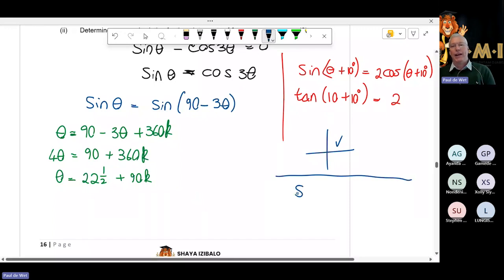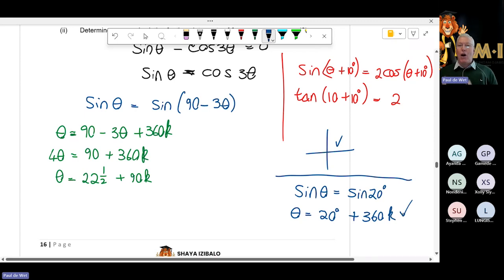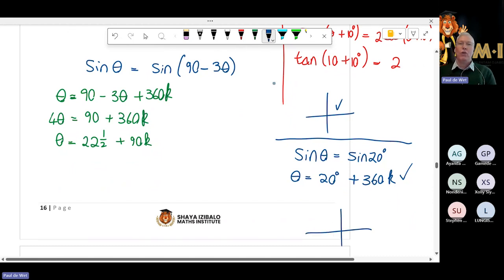If we've got sine theta equals sine 20 degrees, this is a simpler question. Does everybody agree that theta could be 20, or we could have theta equals 20 plus 360k? Is everyone okay with that? Yes, I think that's fairly obvious. But there are other answers that we're not getting. I want you to think of your CAST diagram. In which quadrants is sine 20 positive or negative? Positive. So there are answers in here, and there are also answers in here.